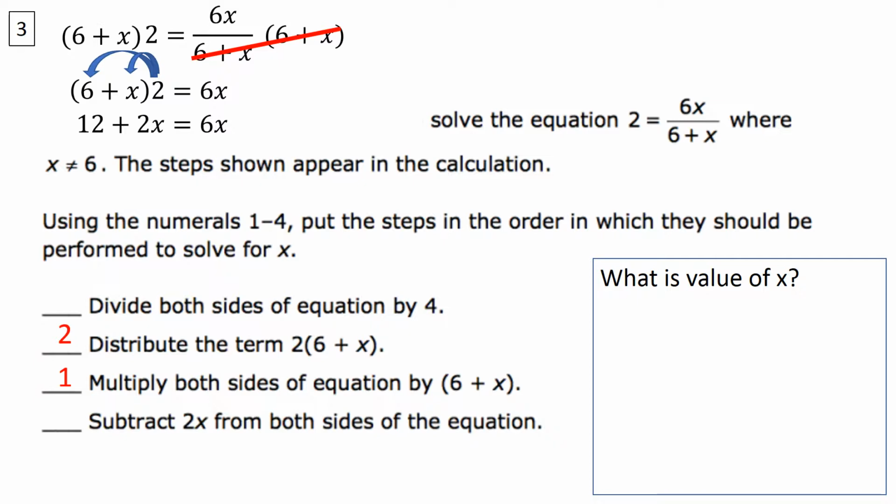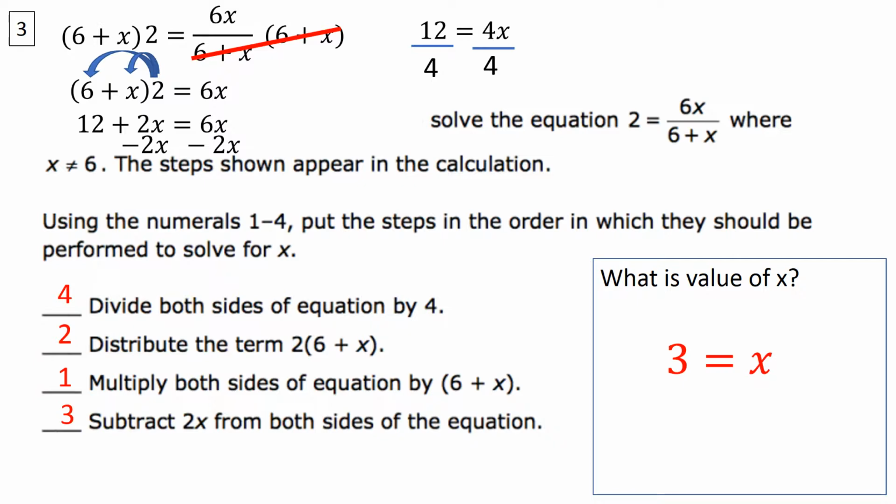Let's get rid of the 2x, and that's what this step down here says. We want to subtract 2x from both sides of the equation. Subtracting 2x from both sides is going to give us 12 equals 4x. Last thing we need to do to get x by itself, divide both sides by the number that's with it, which is 4. It's pretty obvious that that's our step 4, because it was the only step left. But when we divide both sides by 4, we get x equals 3.